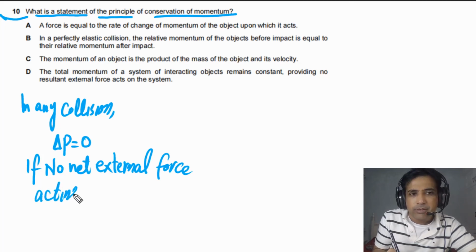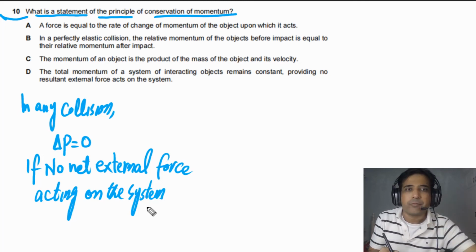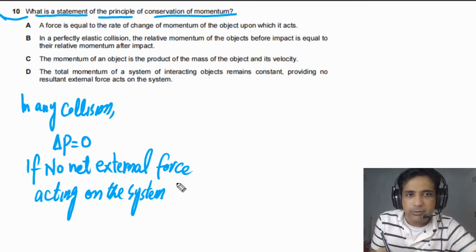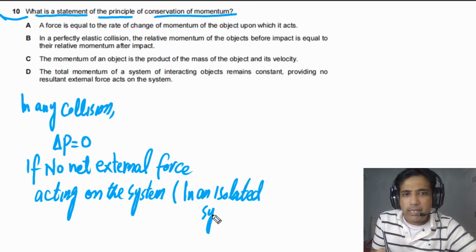The system we define. If no net external force is acting on the system, then momentum is always conserved. So this is how we can state it. Simply we can say in an isolated system, an isolated system also means that there are no external forces acting on the system. In that case, momentum is also conserved.